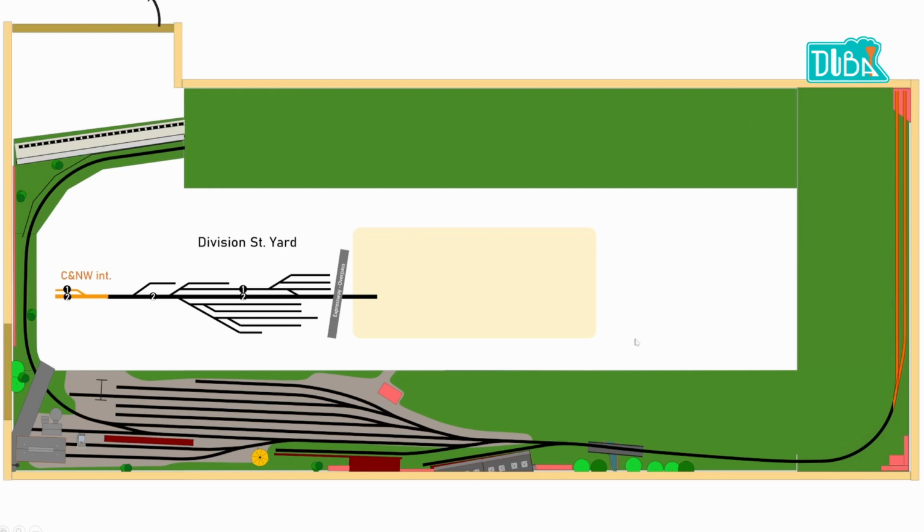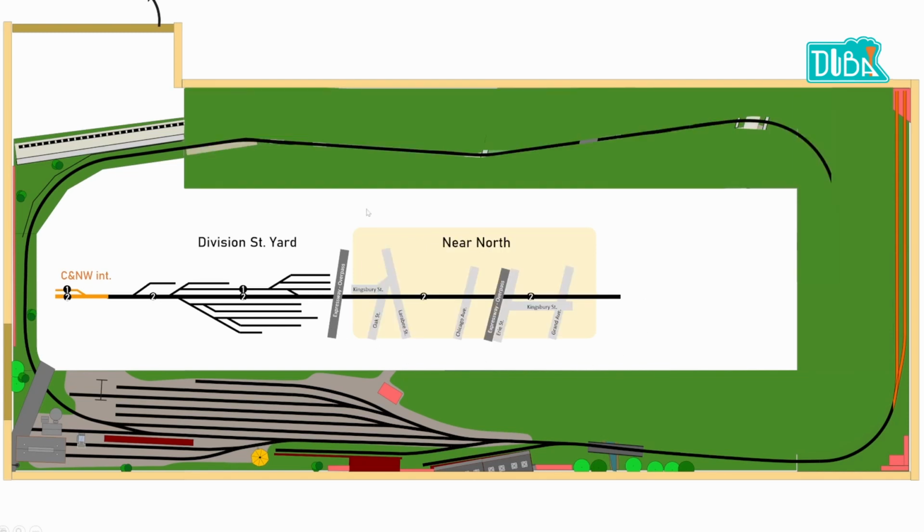Now Near North is next, and this is the main switching area. So let's go through it step by step. As you see in the schematic, there's a lot of roads. So this is a very busy urban area. I drew in the track 2, the main track that goes through it. So let's just start with that.